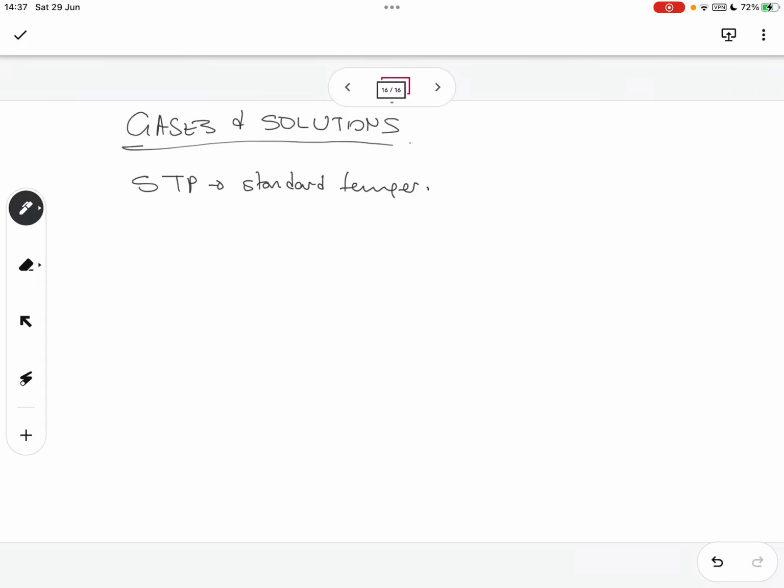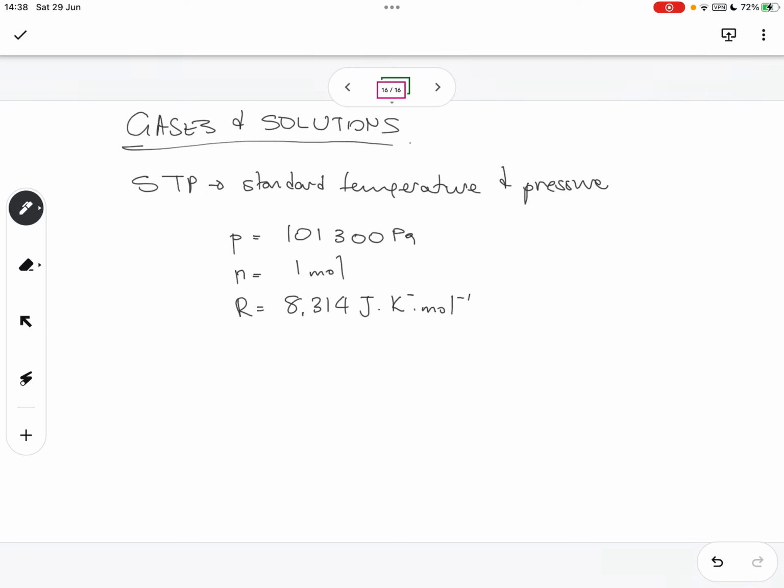Because we talk about standard temperature and pressure. That's where, if we know that the pressure in the atmosphere is 101,300 Pascal for 1 mole, with a gas constant of 8.314 J/K mole, and temperature is 273 degrees Kelvin, then this gives us a volume of 22.4 liters.